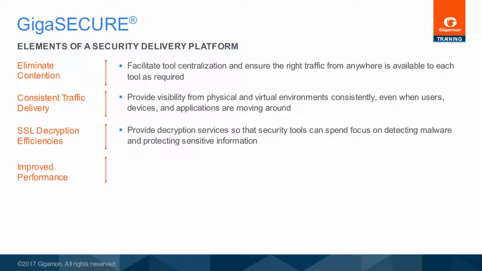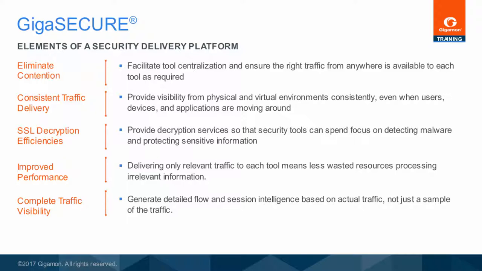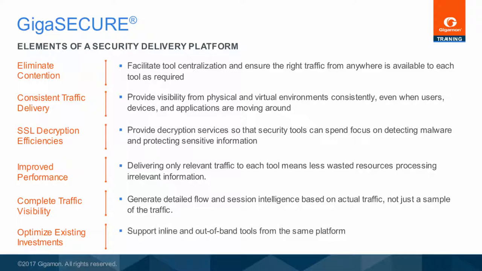Provide the ability to deliver just the relevant traffic streams to each security appliance. For example, an email security solution need not see YouTube traffic. Sending only relevant traffic allows security solutions to function more effectively and waste less bandwidth and resources processing irrelevant information. Generate detailed flow and session intelligence based on actual traffic, not just a sample of the traffic. Support inline and out-of-band network security deployments from the same platform, while providing the ability to load share traffic to both inline and out-of-band security appliances.